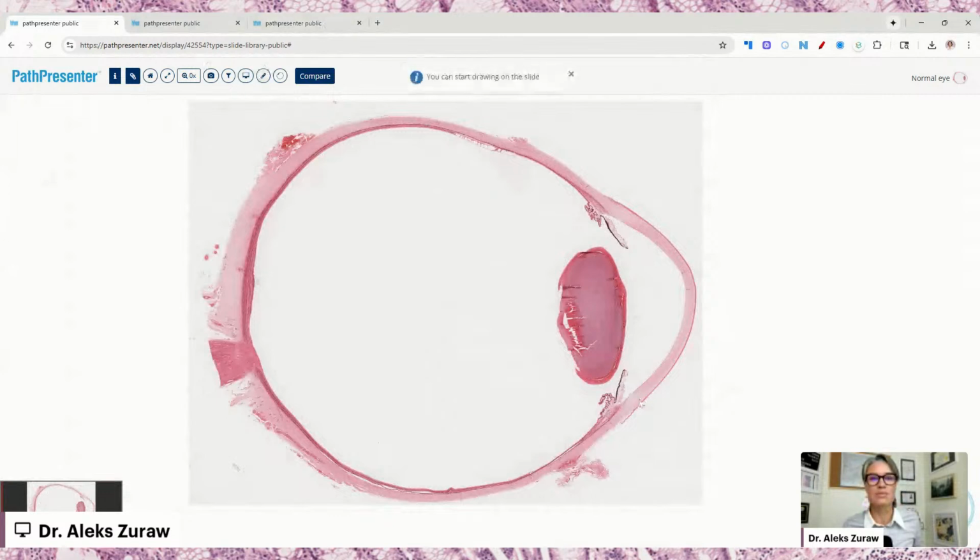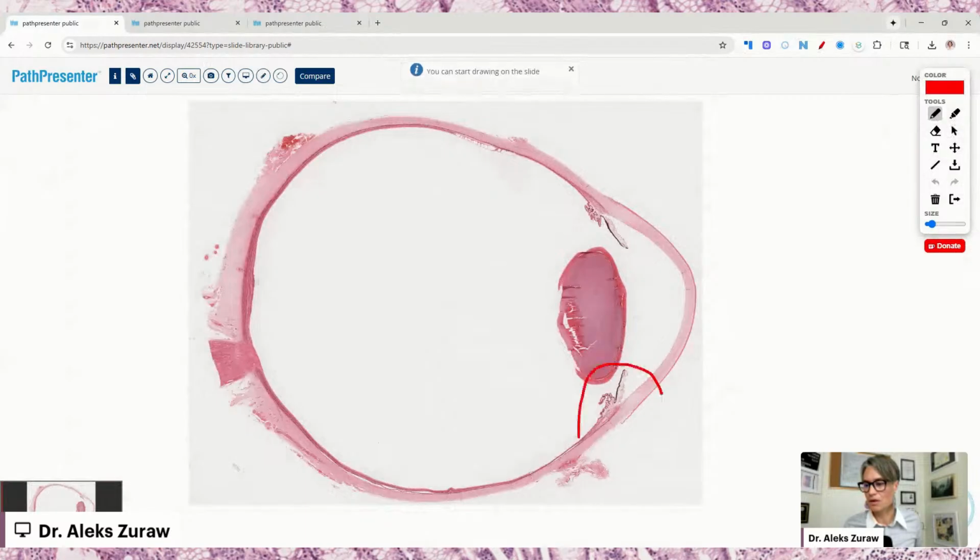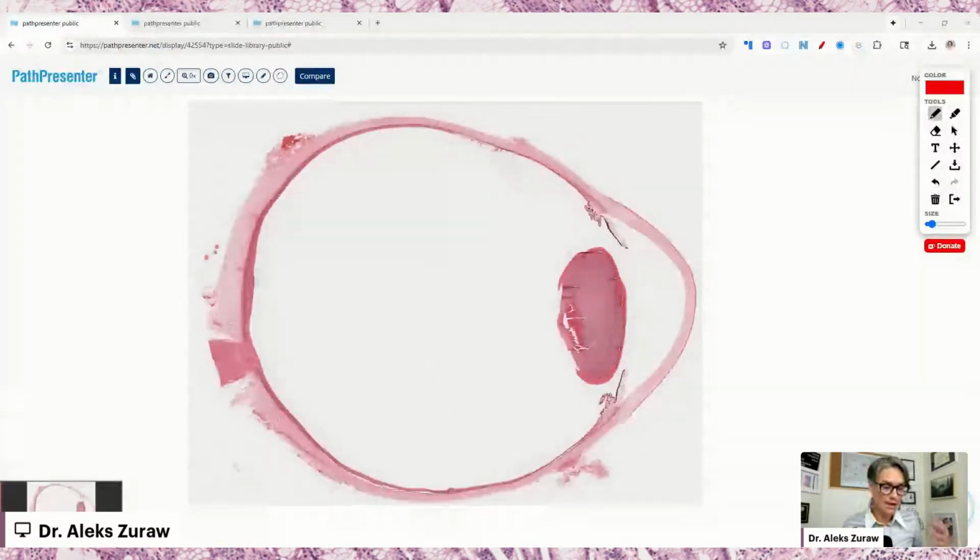But what we were talking about was this limbus, and we are transitioning from the fibrous to the vascular tunic. Here, this is going to be part of the vascular tunic, and vascular tunic is supposed to nourish the eye, is supposed to give implants.